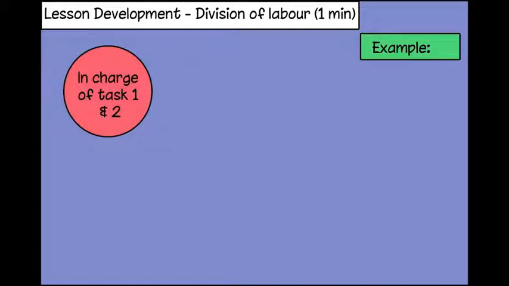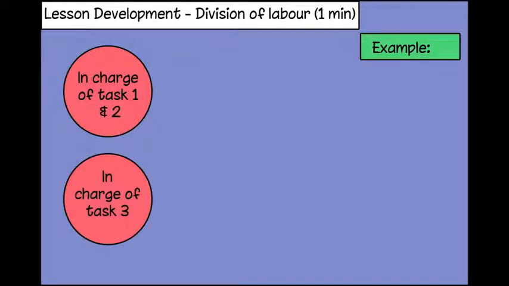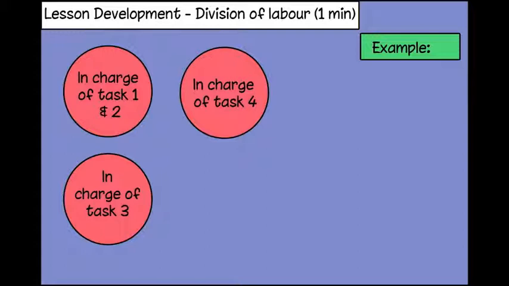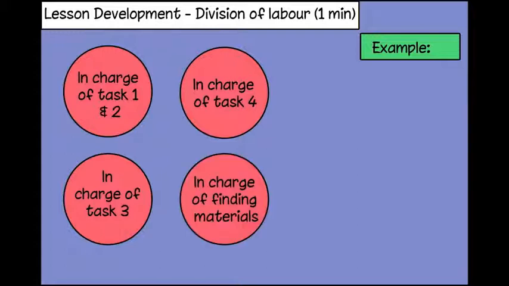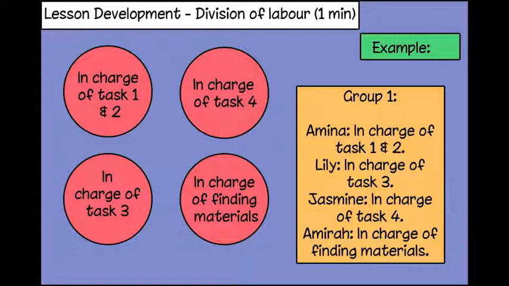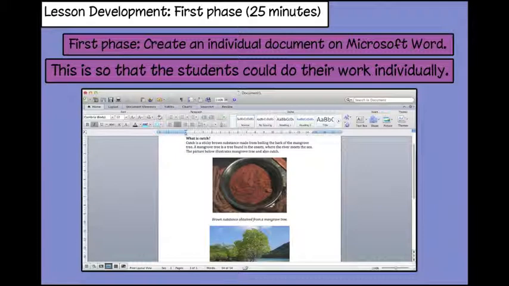Next, the students will have to divide the work amongst their own team. This is a guideline for the students on how to divide the task. They are to write down their names and their individual tasks on paper and hand it to the teacher. This is to ensure that all the students are accountable and involved in their assignments. There are 2 phases to the assignment. The first phase involves individual work.